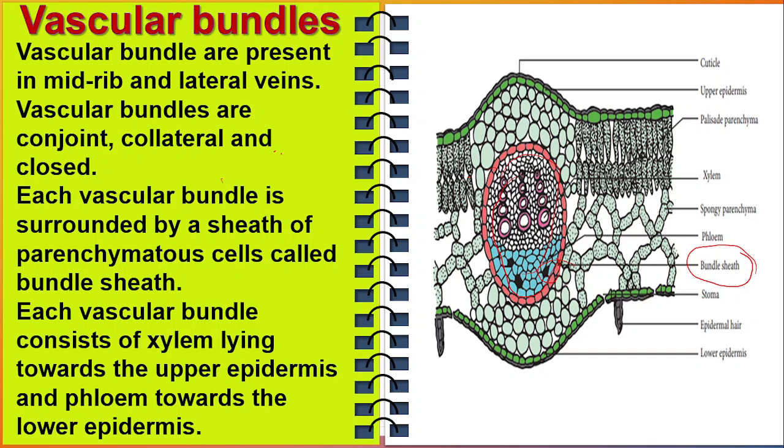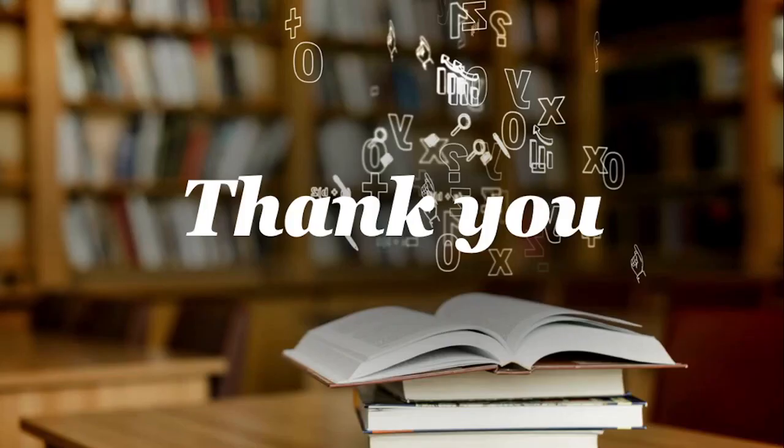Each vascular bundle consists of xylem and phloem. Xylem is present towards the upper epidermis. See, xylem is present towards which side? Towards the upper epidermis. And phloem is towards the lower epidermis. Phloem is present towards which side? Towards the lower epidermis. So these are all about the structure of the transverse section of the leaf. Thank you for watching.